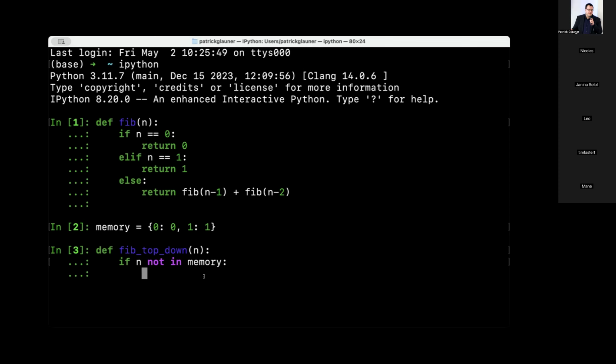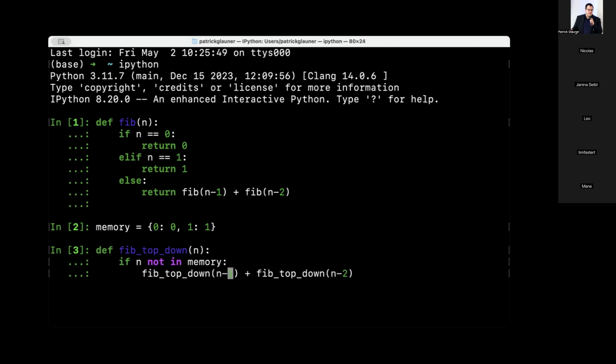So it's all possible. And we're checking now if n is not in the memory. If so, we're going to compute it. We say it's fib top down of n minus 1 plus fib top down of n minus 2.